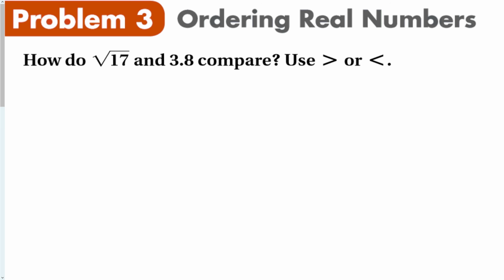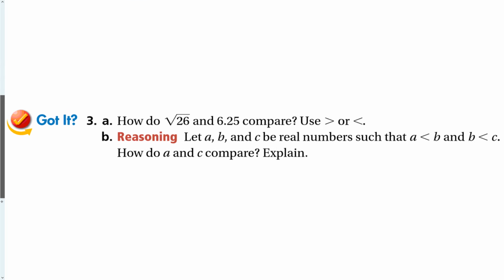And even if I didn't have a calculator, I could do this because I know that the square root of 16 is 4. So this is going to be a little bit bigger than 4. In fact, it's 4.123. Okay, so if I'm going to compare that to 3.8, 4.123 is greater than 3.8. And again, the easiest way to do this is to change everything to a decimal, either with a calculator or with some logic.